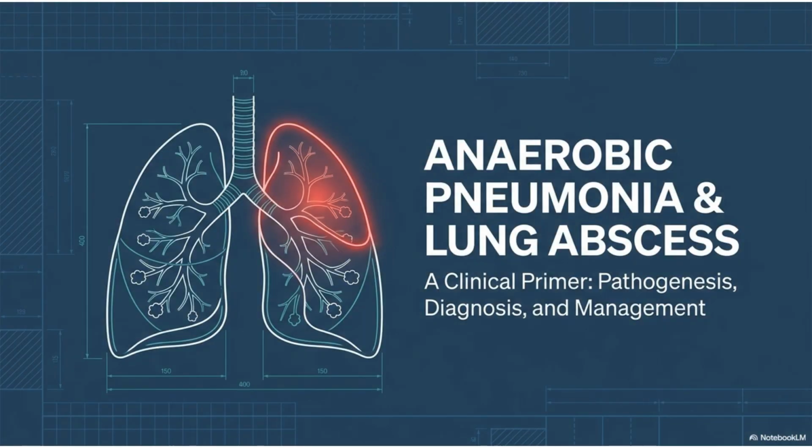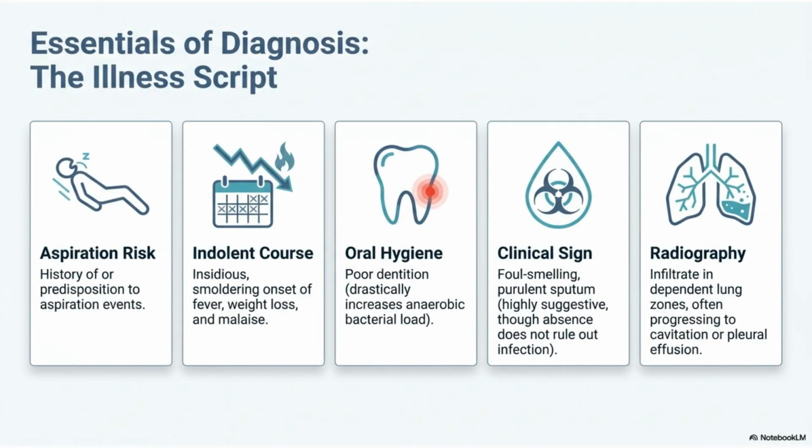Welcome to this video on anaerobic pneumonia and lung abscess, a clinical primer covering pathogenesis, diagnosis, and management. The essentials of diagnosis often follow an illness script, including aspiration risk, an indolent course, poor oral hygiene, a clinical sign of foul-smelling sputum, and radiographic infiltrate in dependent lung zones.